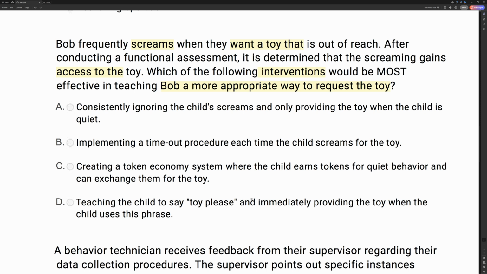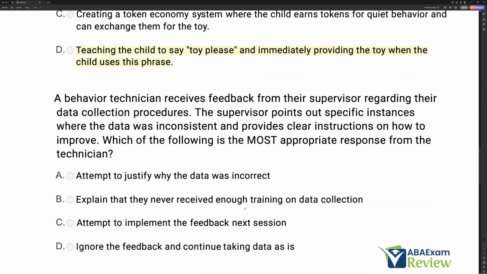D, teaching the child to say toy please and immediately providing the toy when the child uses this phrase. Obviously, D is the best answer. We're going to teach them to say toy please. And then when they say toy please, we're going to reinforce, teaching them this appropriate way to request the toy. So A, B, and C all suffer from the same problem: we're decreasing screaming, but we're not necessarily teaching a replacement. And the question wants to know, how are we going to teach an appropriate way to request a toy? And that's going to be D, teaching the child a new phrase and reinforcing when they use that phrase.